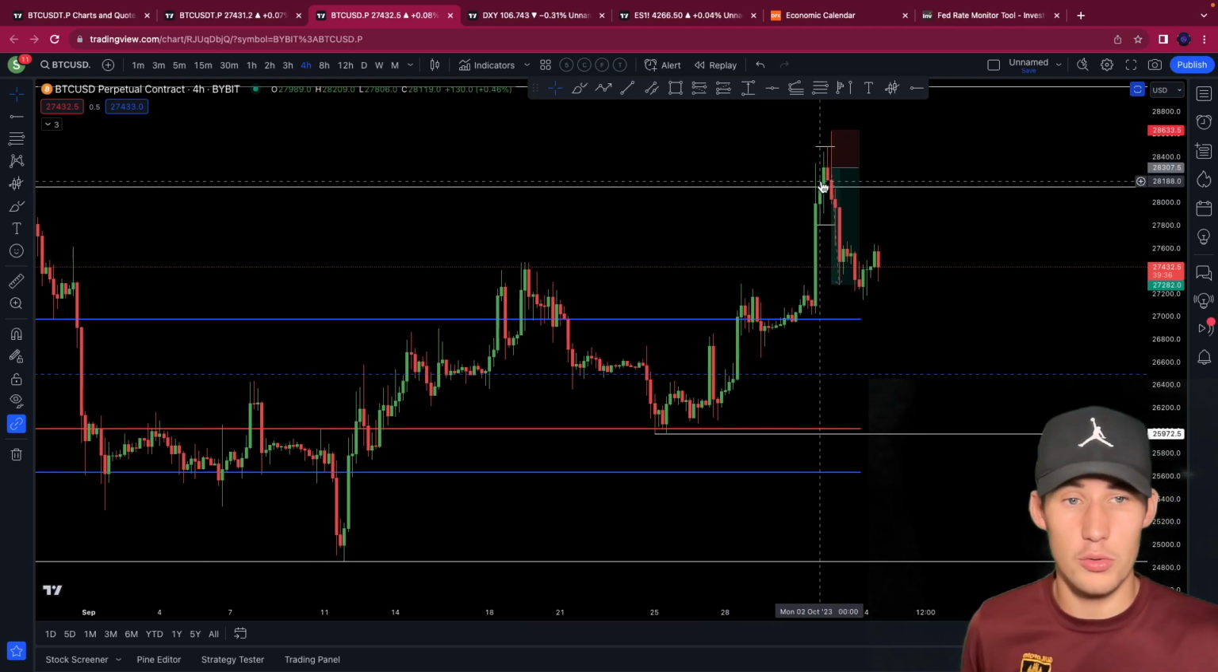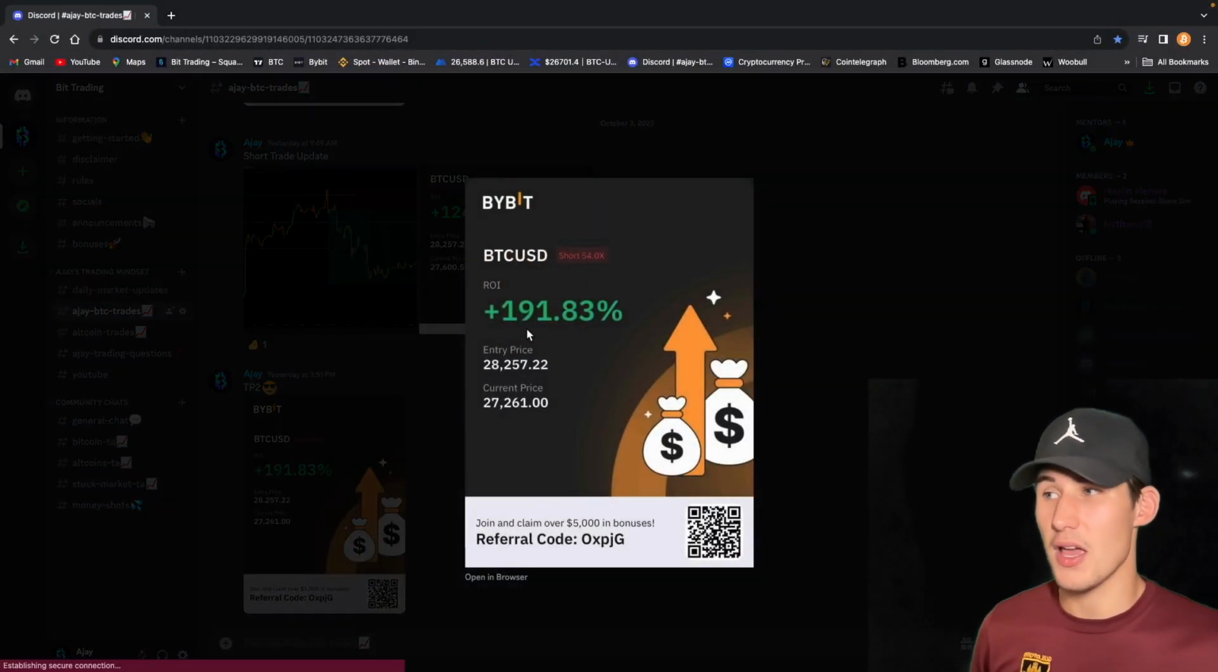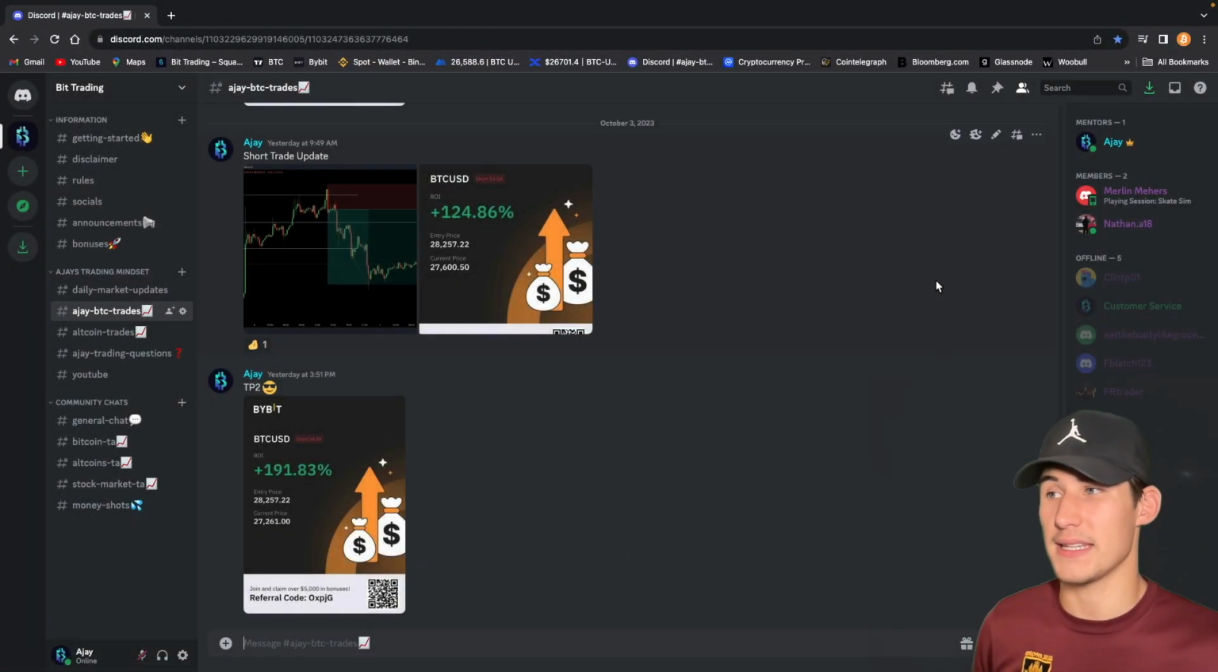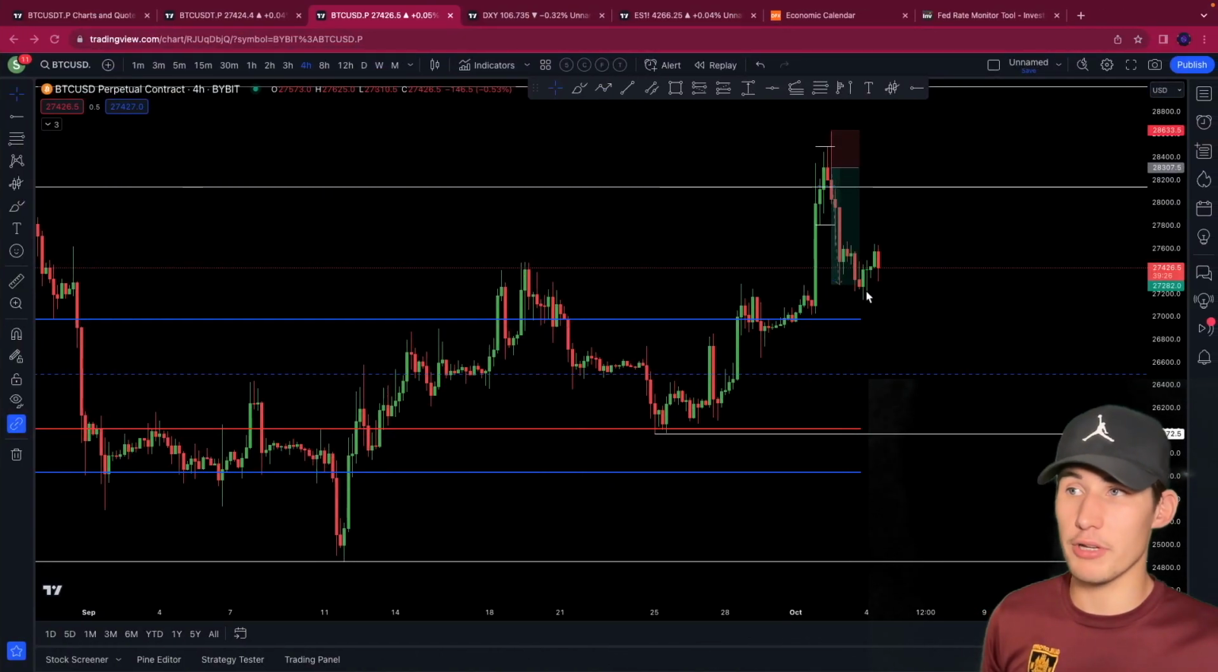Remember, we got the failed auction. I was telling my team I'm entering into that short position. As you can see, over 191% in profit as of right now. So we've made some really nice profits on this pullback here.